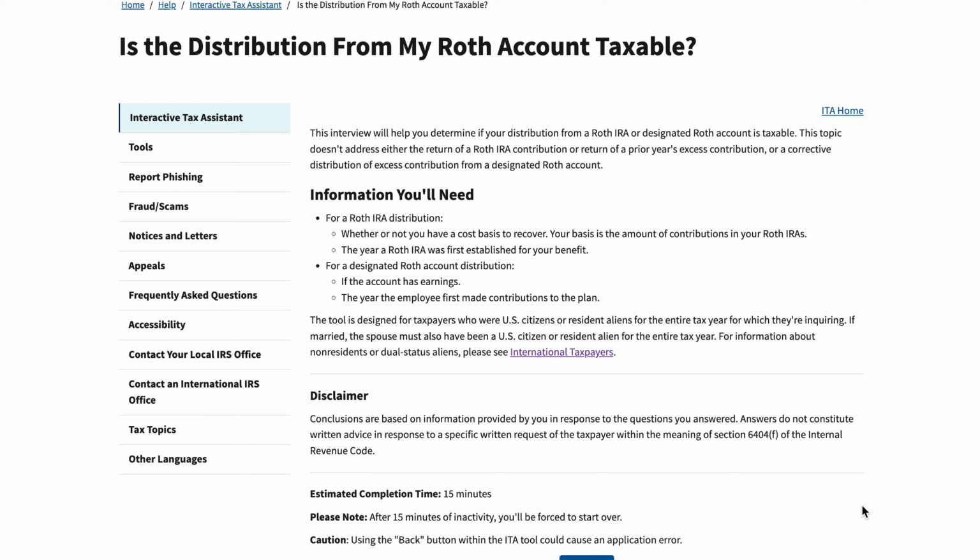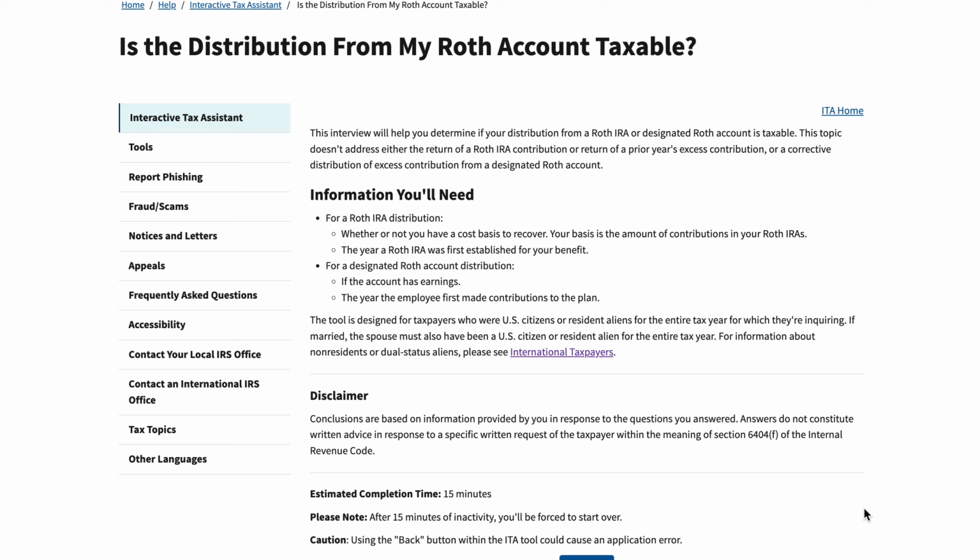As long as you are very specific in the circumstances that you're considering this decision, you can use this as a planning tool for future distributions. So it doesn't talk about either the return of a Roth IRA contribution or the return of a prior year excess contribution or a corrective distribution of excess contributions. So it's literally just about, I took a bunch of money out of my Roth account, answer these questions, and you'll be able to understand whether or not that's taxable and for what reason.